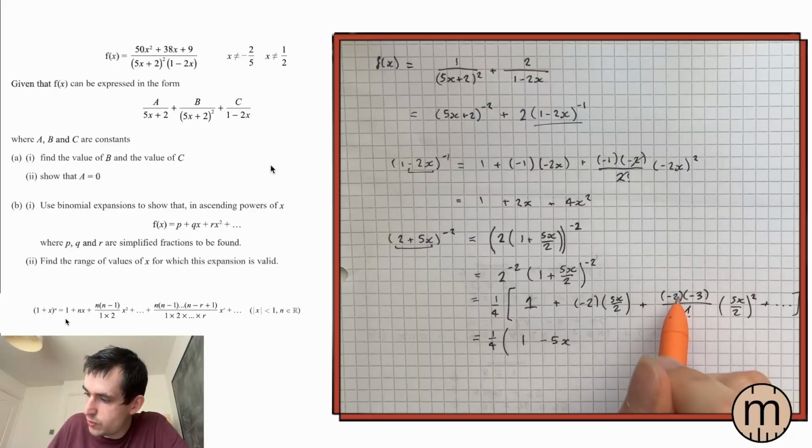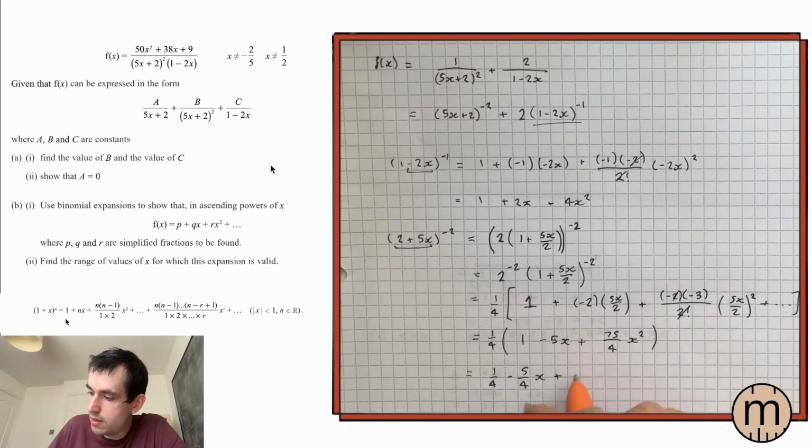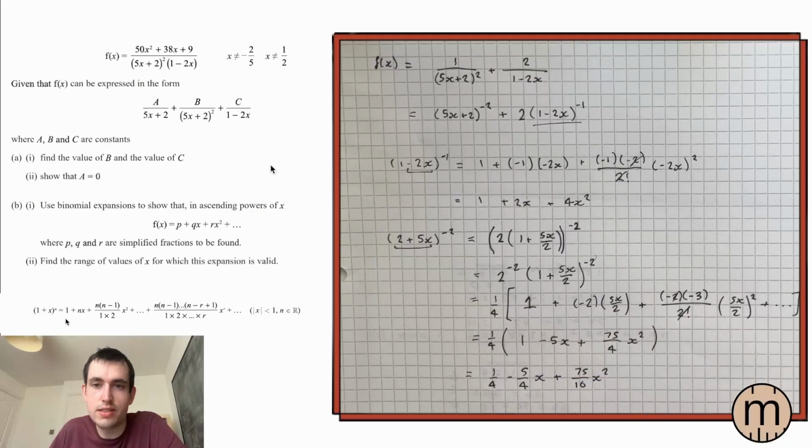This time this 2 will cancel out with this 2. This negative will cancel out with this negative, so we're going to have a plus. And then it's 3 times 5 squared, 75 over 2 squared, 4x squared, like that. And then to finally finish off, we can times this all by a quarter. 1/4 minus 5/4 x plus 75 over 16 x squared. Not quite as nice as the first one.